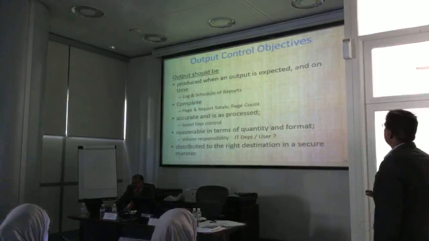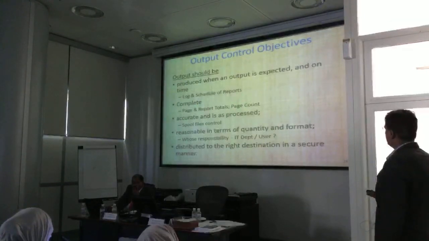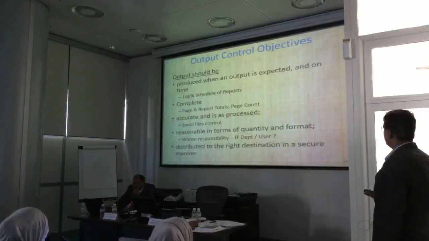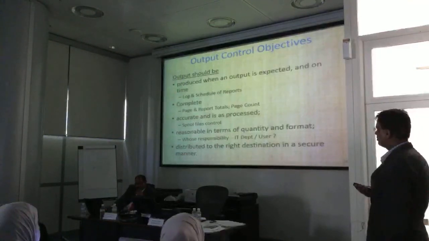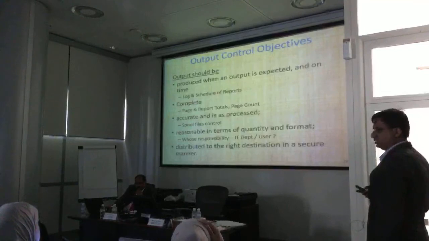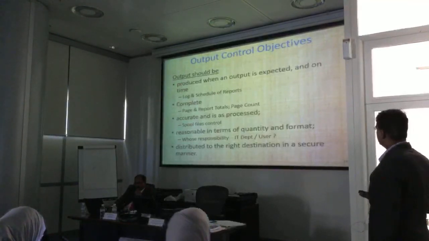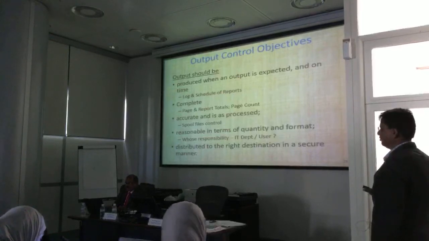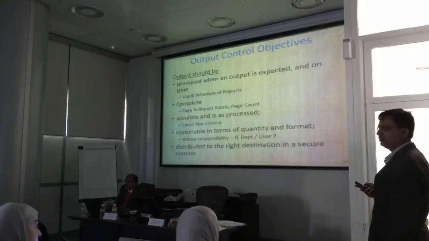Output should be produced when an output is expected and on time. It should be complete, accurate, and as processed. Reasonable in terms of quality and format. Format should also be correct. By viewing the output MIS report, a person can understand which month, which district, which area it pertains to, and it should be distributed to the right destination in a secure manner. It should be available to the right person considering the secrecy and confidentiality of the data.